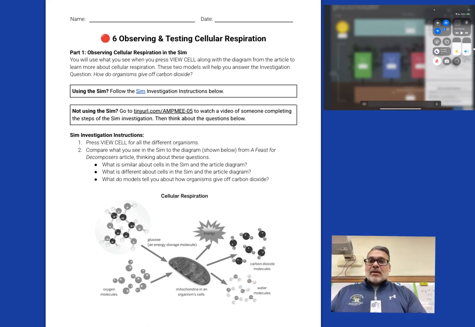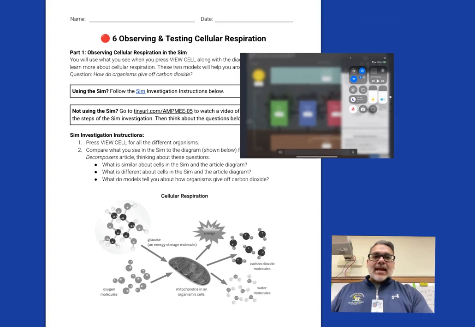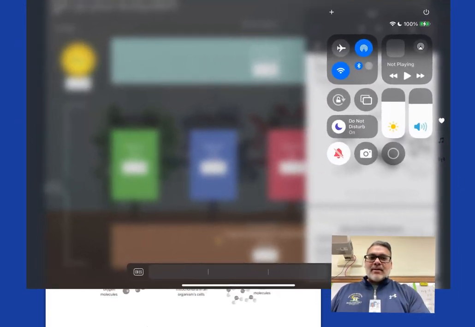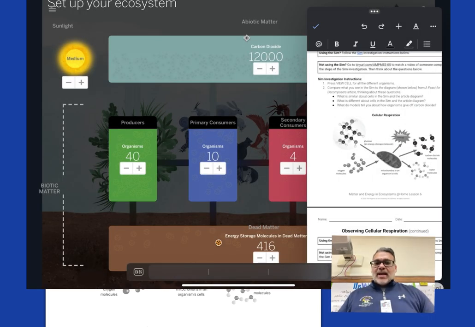Now, the first part of this investigation, you're just going to talk about it with a partner. What's similar about the cells in the sim and the article? What's different about them? And what are these models telling you about how cellular respiration happens? So I have a little video here. I'll make it a lot bigger. Now I'm going to show my controls, and I'm going to show you kind of what's going on here. So this is the article.